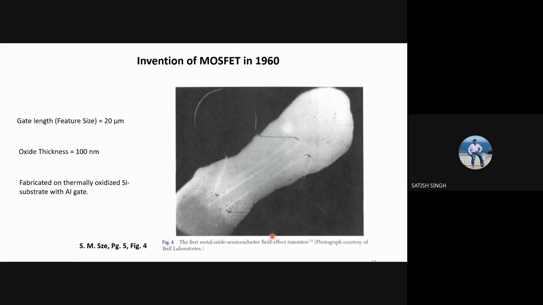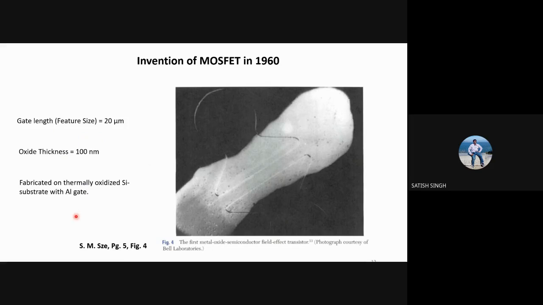As I told you, you might have seen in the table that the MOSFET was invented somewhere around 1960, and it was invented by Kahng and Atalla, the two scientists who invented this particular device. So this is the first MOSFET, and you can get certain information about this device.